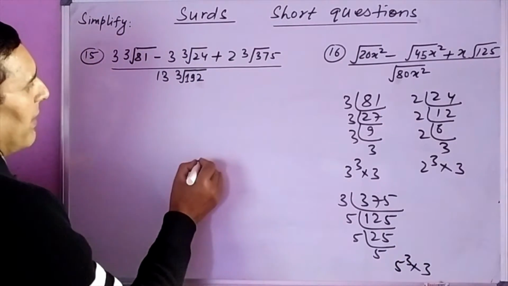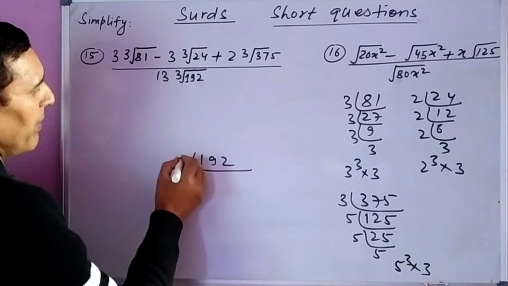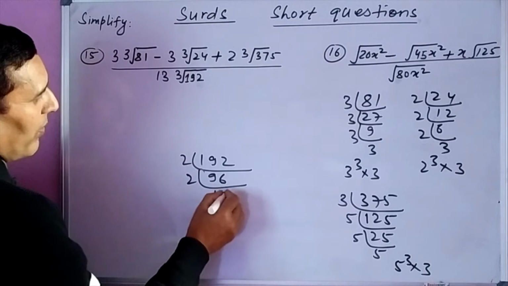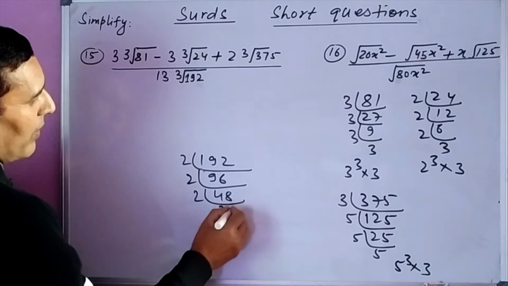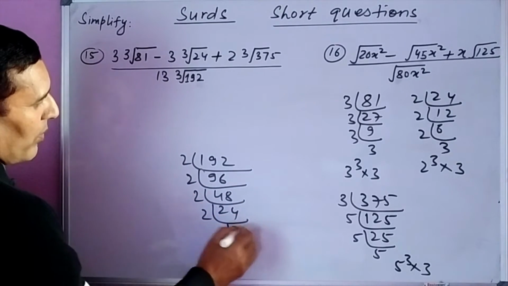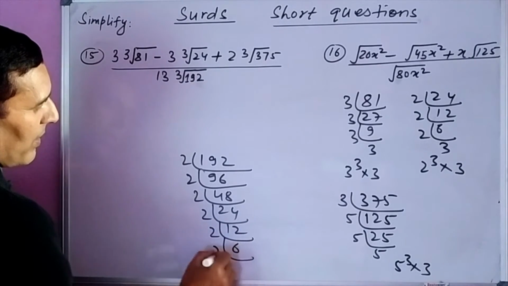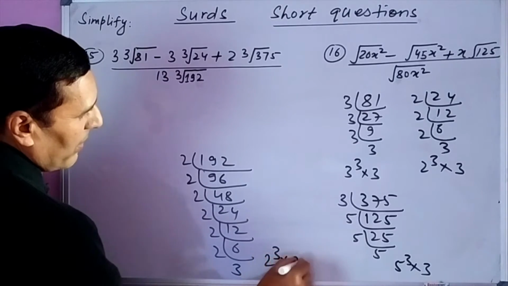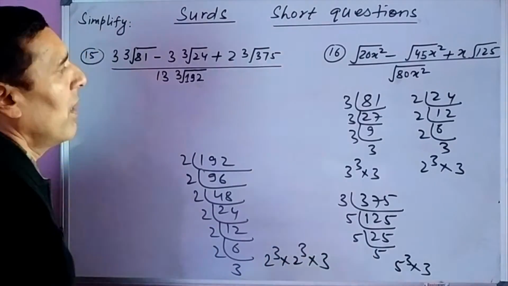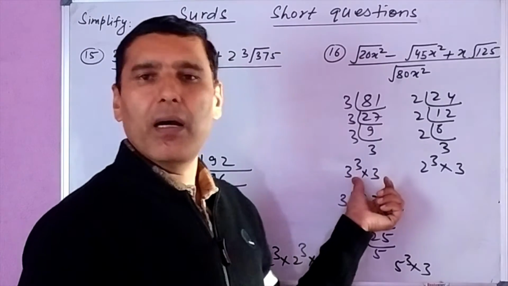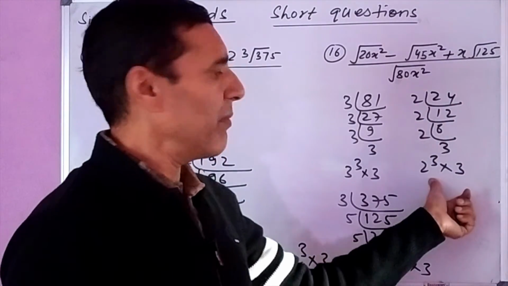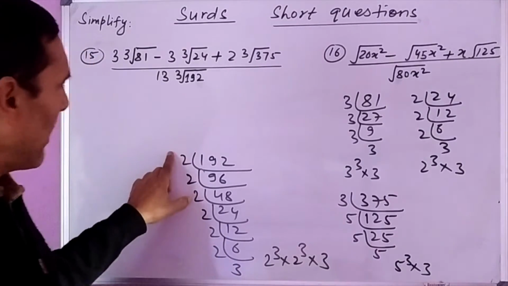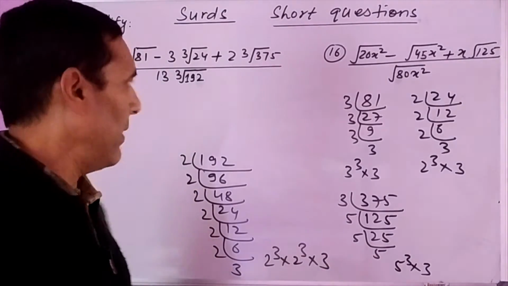Similarly this 192 is divisible by 2, 96 by 2, 48 by 2, 24 by 2, 12 by 2, 6 by 2, 3. That is 2 cube into 2 cube into 3. So 81 can be written as 3 cube into 3, this 24 can be written as 2 cube into 3, and this 192 can be written as 2 cube into 2 cube into 3.